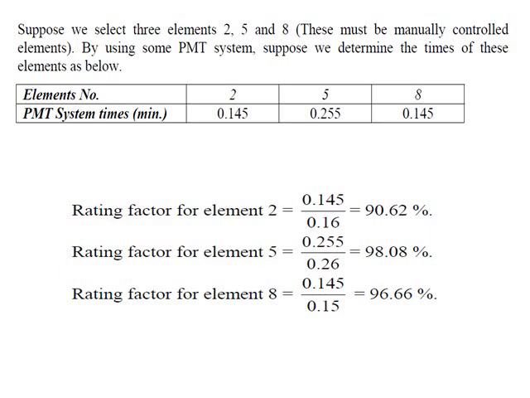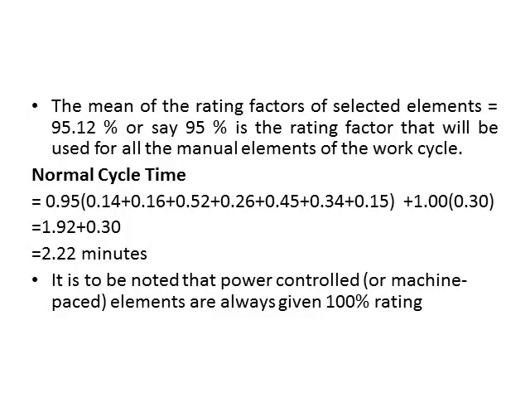So what will be the rating factor for the entire component? By taking the average of 90.62 plus 98.08 plus 96.66 divided by 3, that is 95.12. Let us say 95. So the rating factor will be 95. Clear? If we know the rating factor, we can find the normal time, right?